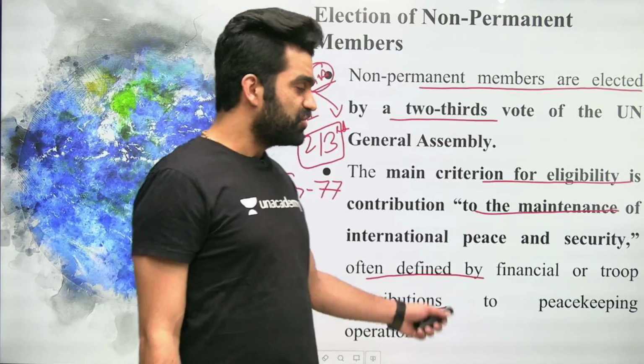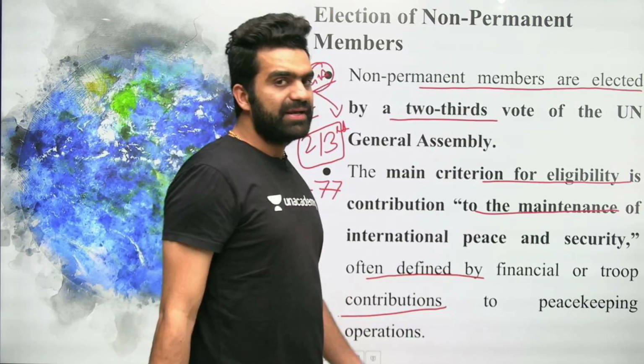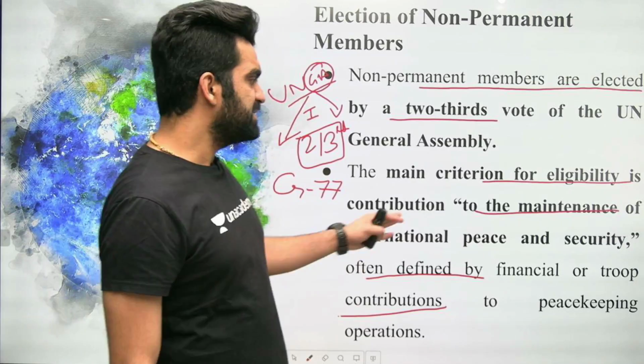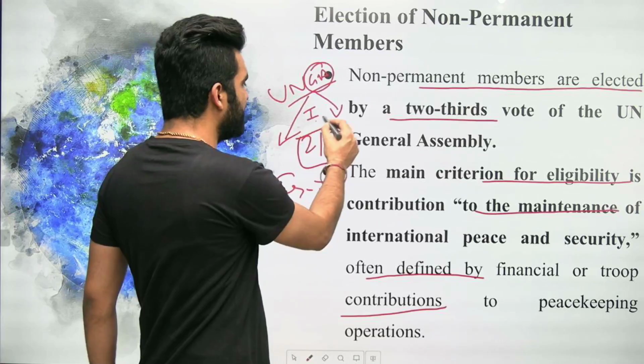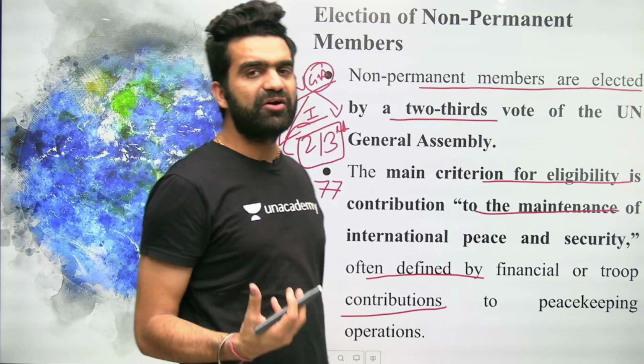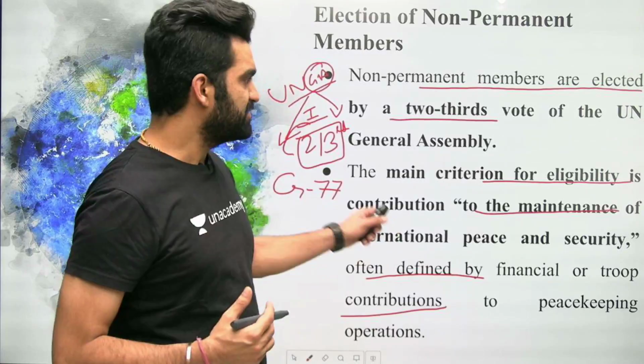If India or any other country contributes to the army deployment under UN peacekeeping missions, then this adds value to India's stature when India fights the election for a UNSC non-permanent seat. This deployment of troops and contribution towards the financial budget of the United Nations contributes towards the election.